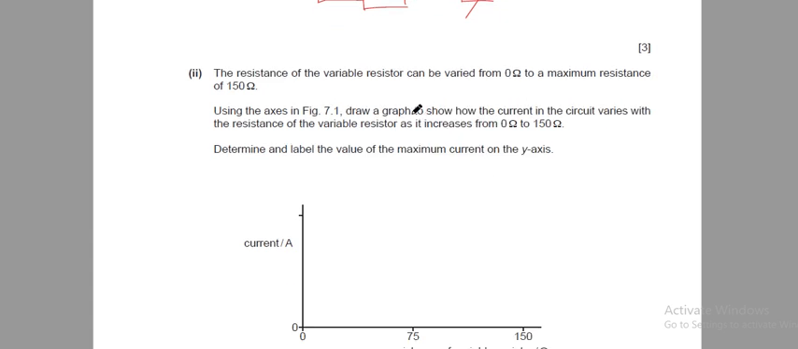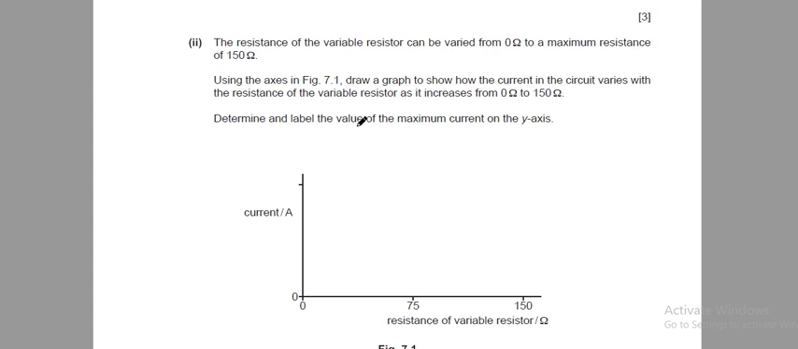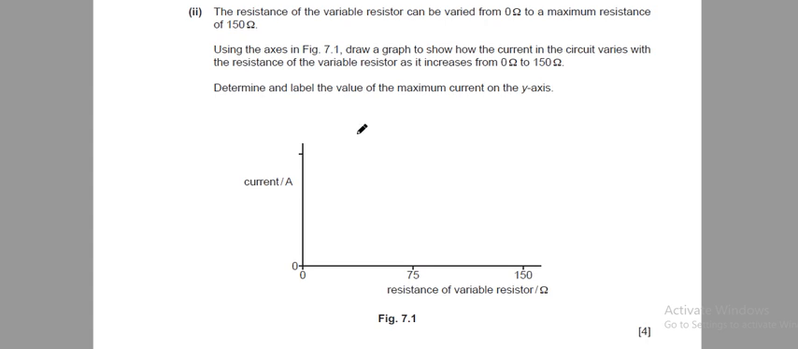The resistance of the variable resistor varied from 0 to 150. Using the diagram, the graph here shows how current in the circuit varies with the resistance of the variable resistor from 0 to 150. Determine and label the value of maximum current on the y-axis.